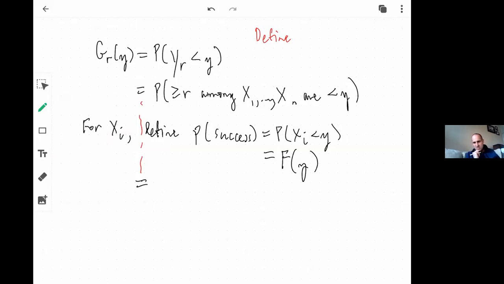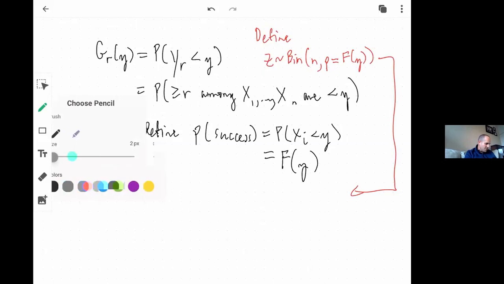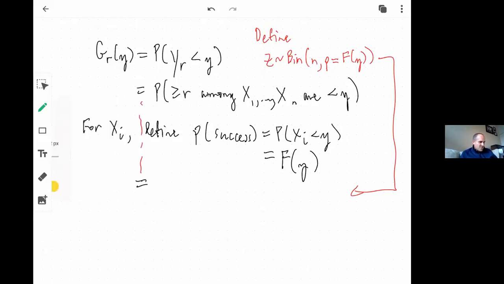But please don't think that Z is some kind of standard normal random variable. That's not true. So define Z to be distributed as binomial with n trials and proportion of success P equal to F of Y. So think about this. How is that going to impact this probability that I'm going to try to compute here? What's the relationship between Z and needing to have at least R of these be less than Y?